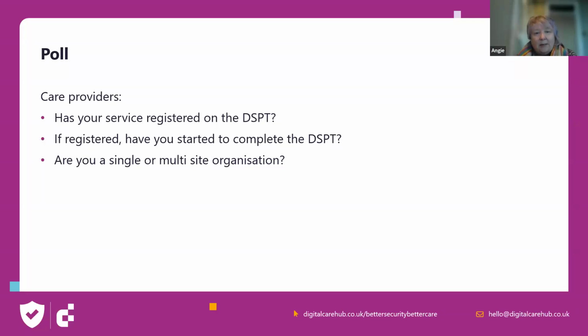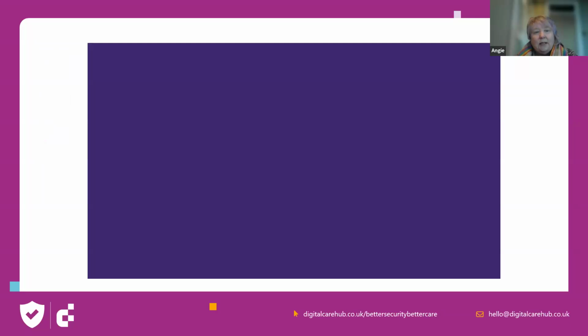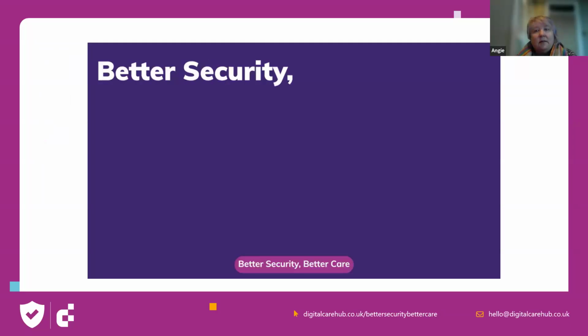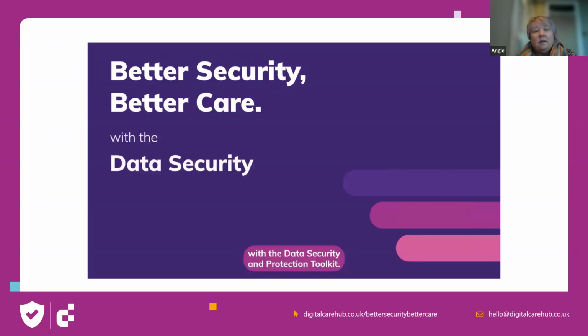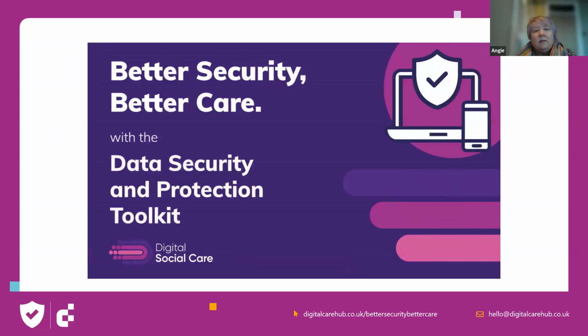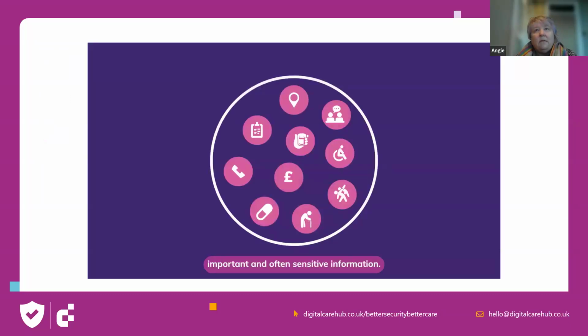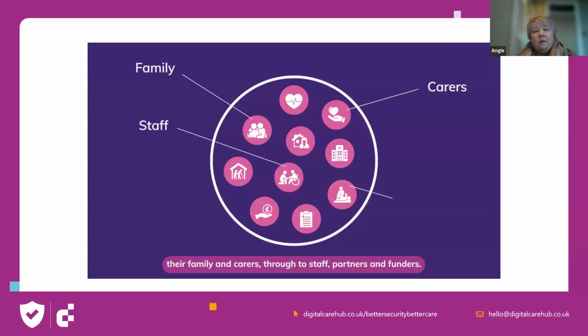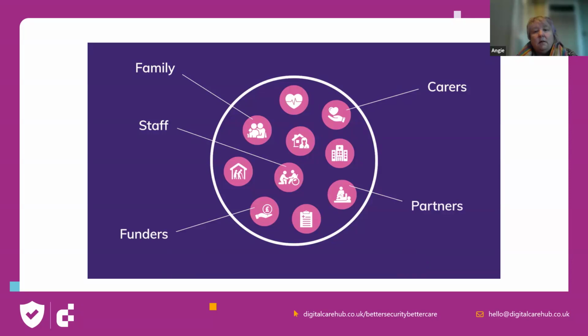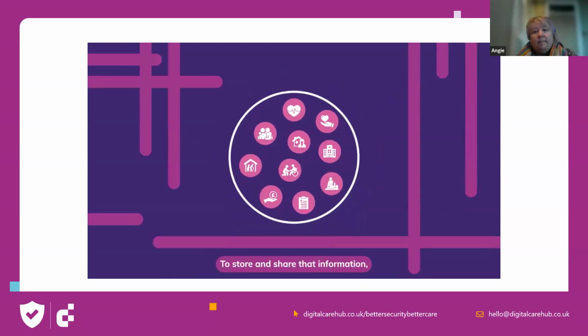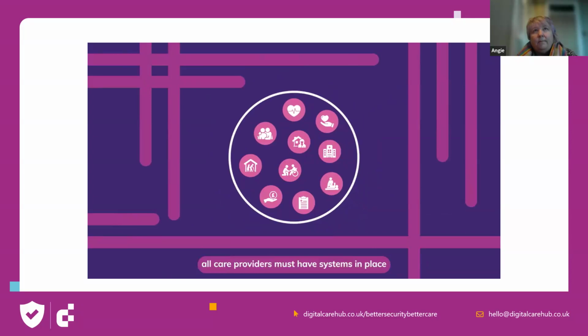So the next slide, please, Cyrus. Better security, better care with the Data Security and Protection Toolkit. As a care provider, you store and share important and often sensitive information. This includes data about the people you support, their family and carers, through to staff, partners and funders. To store and share that information, whether it is on paper or digitally, all care providers must have systems in place that reduce the risk of cyber attacks and information breaches.